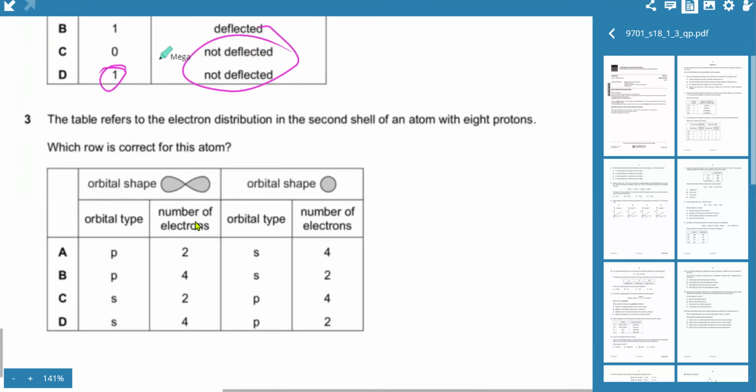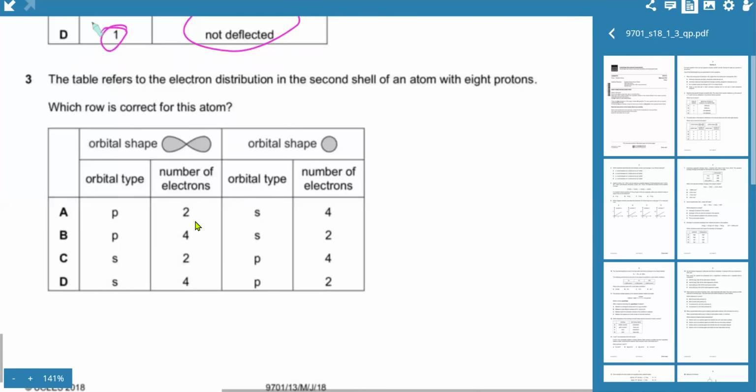Then you have to talk about the orbitals. The table refers to the electron distribution in the second shell of an atom with 8 protons. 8 protons, that's oxygen. The electronic configuration is going to be 1s2, 2s2, and 2p4. So the second shell is going to be S and P. So it's going to be C. Not C actually. It's going to be B, because this is your P with 4 electrons, and you have to look at the shapes as well. So it's going to be B.